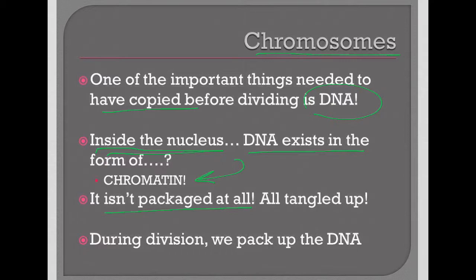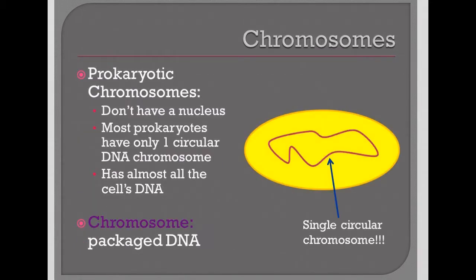It's all tangled up. In fact, if I were to draw a nucleus here with some chromatin in it, it would look like this. I mean, it looks like a plate of spaghetti. It's all tangled and things like that. Okay. During division, we pack up the DNA. We do this because it'll be easier to move pieces of DNA around and for the cells to check that every new cell has exactly the right amount of DNA.